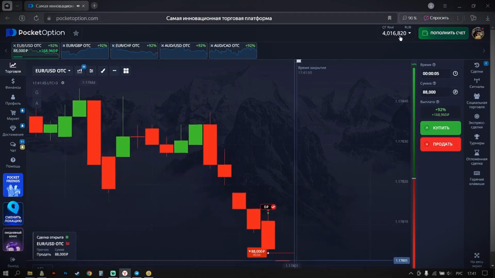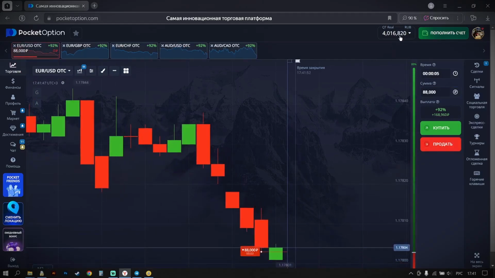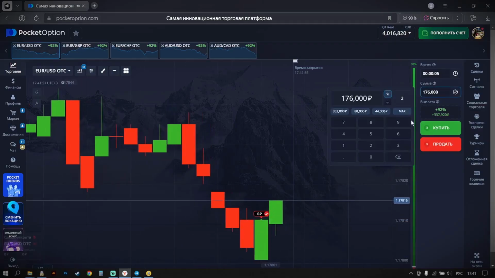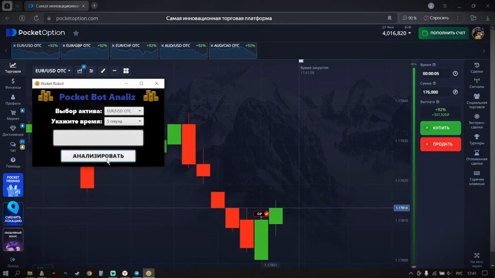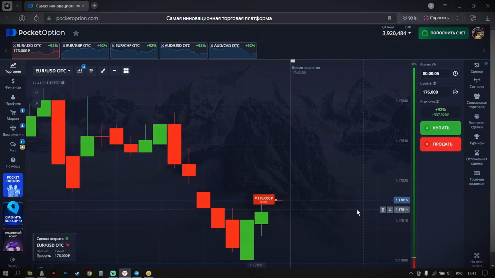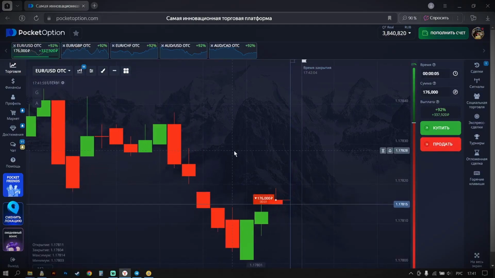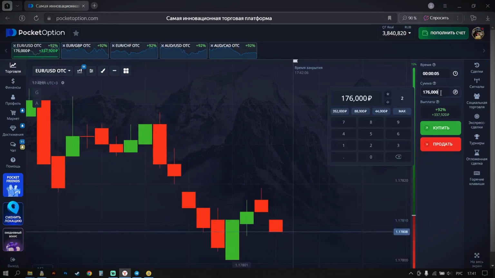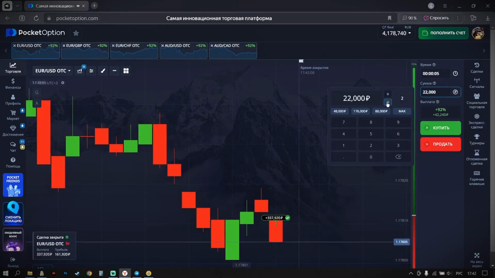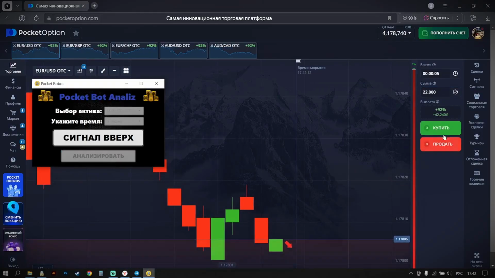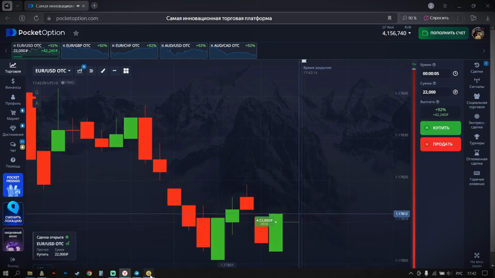That happens. Therefore, I recommend a balance of at least 5,000 rubles, so you have enough for placing trades with covers, because sometimes it may really take up to 5 covers since there's strong volatility on the chart, and it's hard for the robot to analyze. Well, still our cover worked, the third or fourth one, right? We returned the amount of 22,000 rubles, analyzing the signal to increase.